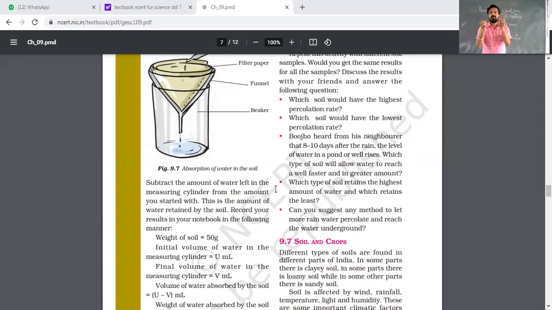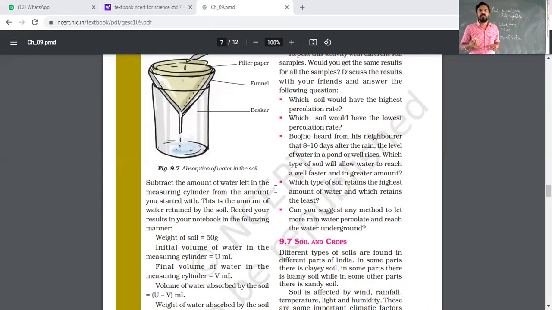You can see that at some extent soil will stop to absorb. So after all this process, now you record the result: the weight of the soil, in grams.